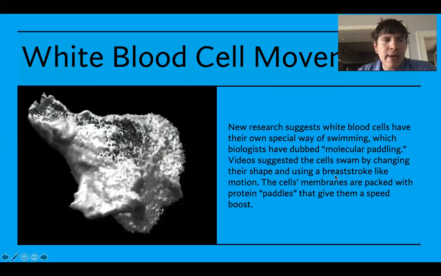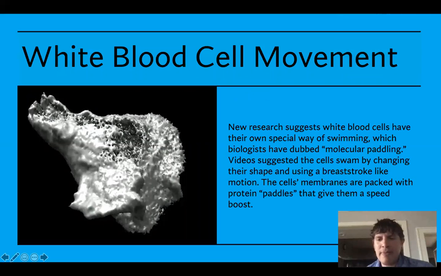Okay. And then keep in mind that it's not all doom and gloom for us. I'm going to move this just over down here real quick. Might have to move that back, but we'll see. White blood cells have a means of movement all their own, kind of like cancer cells do as well. For example, new research suggests that white blood cells have their own special way of swimming throughout our bodies-ish. So I use the term swimming loosely, but I guess you could probably think about it that way. Which biologists have dubbed molecular paddling.